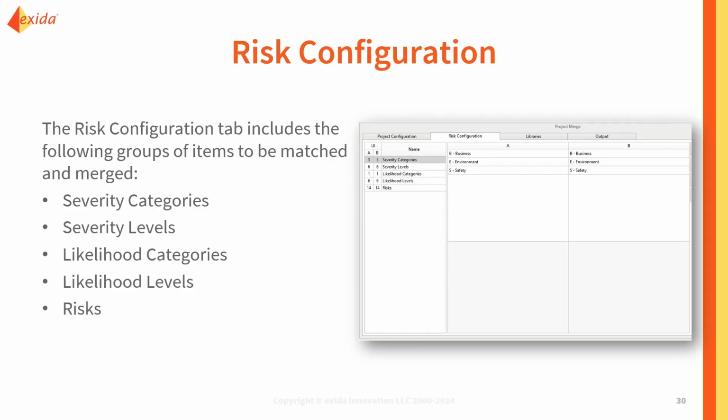With that, we can move on to risk configuration. And here we see the severity categories, the severity levels, the likelihood categories, the likelihood levels, and the risk levels. And again, we're going to go through each. You can see the number of unmatched items. You can see each category we're going through, and you can see the list of items from each file.